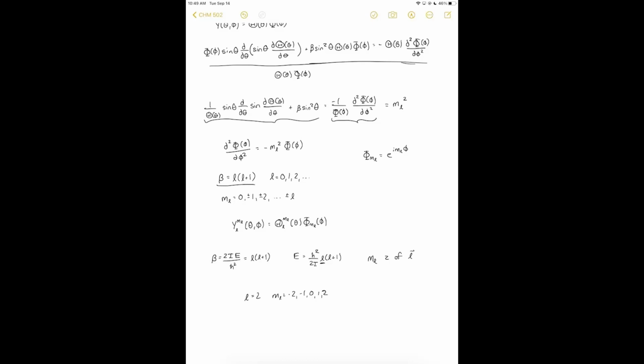So with that, I'll let you go. In the next lecture, we're going to look at these y solutions, these functions of theta and phi, and see what we can say about them in terms of what they look like and what kind of information we can extract out of them.